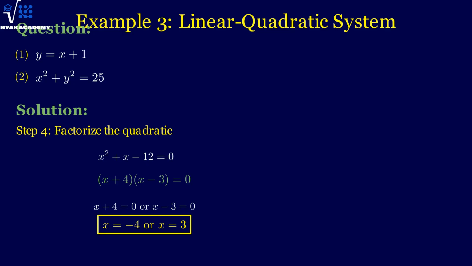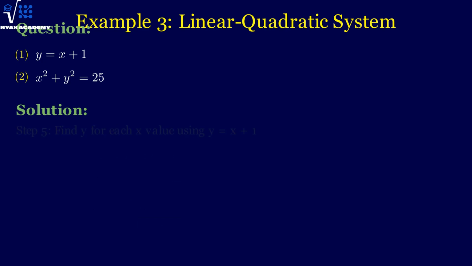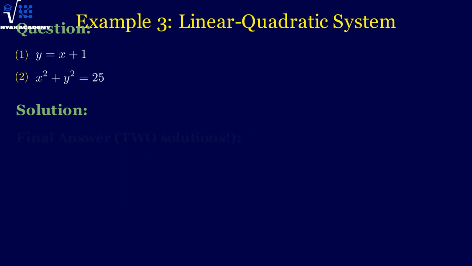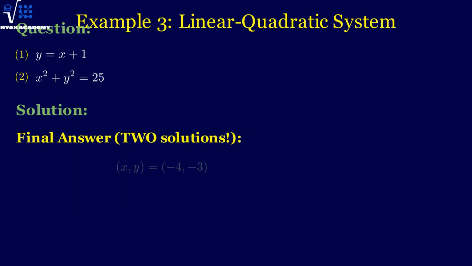Now for each corresponding value of x, we have to find the corresponding value of y. When x is equal to minus 4, we get y is equal to minus 3, and when x is equal to 3, we get y is equal to 4. Now our answers show this correspondence in the form of (x, y) is equal to (minus 4, minus 3) and (x, y) is equal to (3, 4).